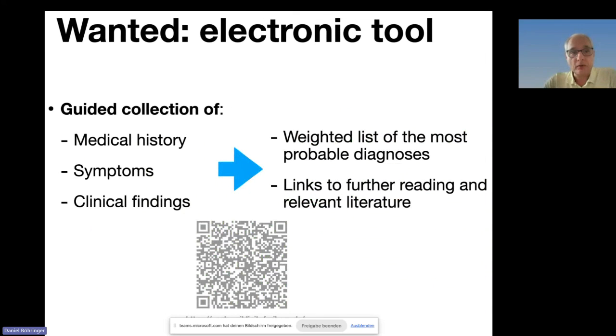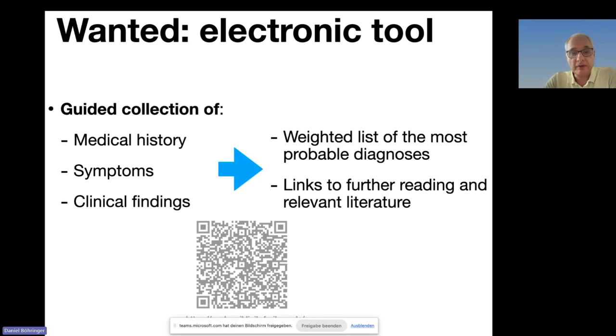And so we wanted an electronic tool that does it for us automatically. We want to have a guided collection of medical history of the symptoms and clinical findings, and then the computer should compare all the options and give us a weighted list of the most probable diagnoses. And we also want to have links from these, so we can underpin our finding and make ourselves confident that this is really the issue of the patient.